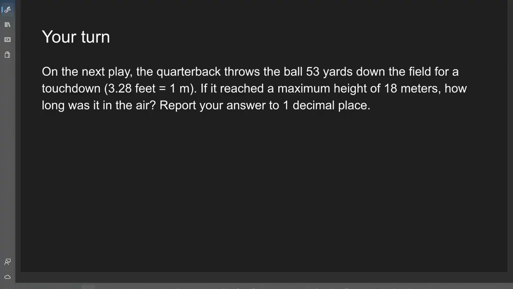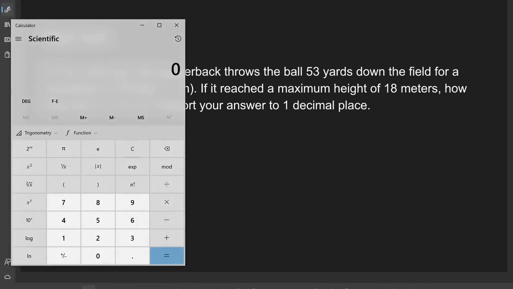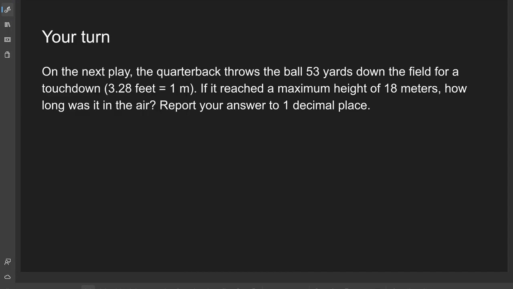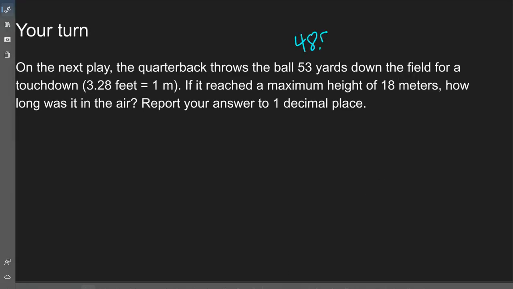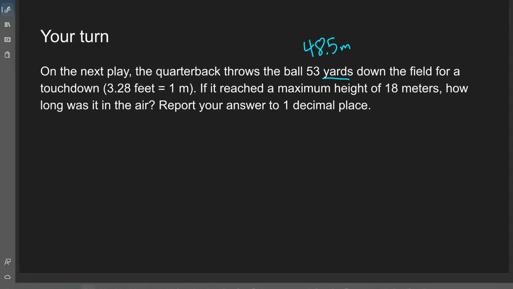On the next play, the quarterback throws the ball 53 yards down the field. Oh, 53 yards. We're going to have to convert that to meters probably. So 53 yards times 3 puts it in feet, over 3.28 is in meters. Okay, 48.5 meters. By the way, this process is one I do every single time. If I see a unit I don't like, I will almost always just automatically convert it to the unit that we do like. Okay, so it reached a maximum height of 18 meters. How long was it in the air?